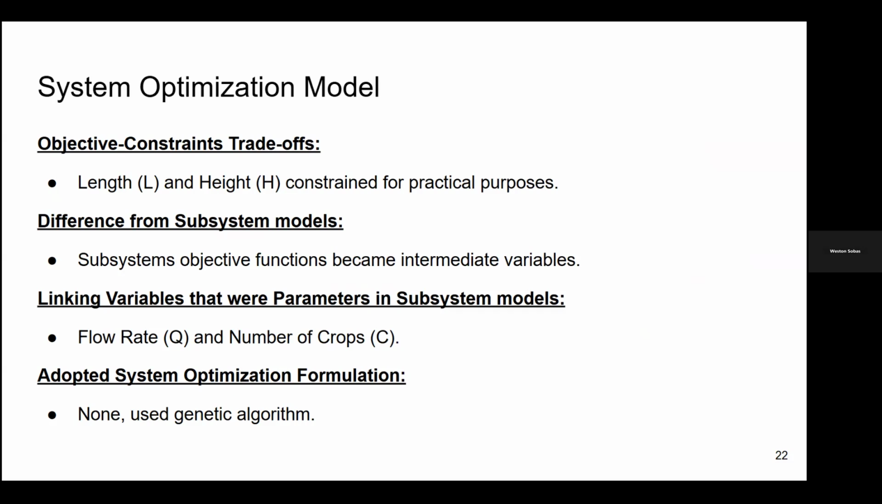In the subsystem models, there were some differences, and eventually their objective functions became intermediate variables of the total system. Variables that were parameters in the subsystem models were then given values that were linked to the other subsystems. So like flow rate from subsystem 3 was able to be plugged into subsystem 2, and number of crops from subsystem 1 was now able to be plugged into subsystem 3. And because of just using one large genetic algorithm function to solve this system, we did not have to apply any system optimization formulation.